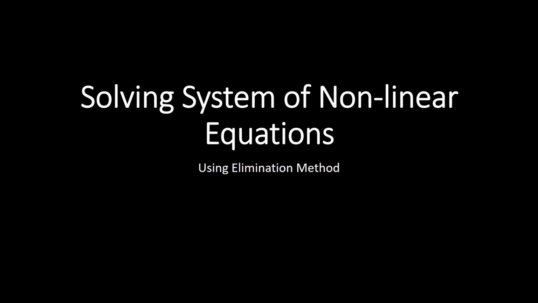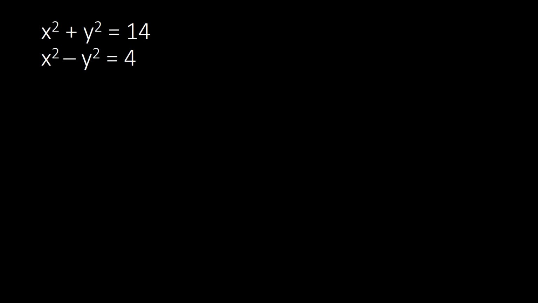This time we're going to talk about solving systems of nonlinear equations using the elimination method. x squared plus y squared is equal to 14 and x squared minus y squared is equal to 4. So let's now solve this one using the elimination method.